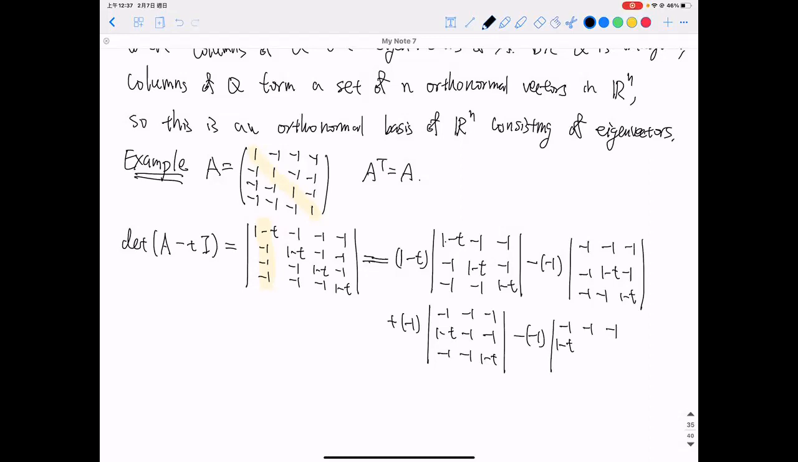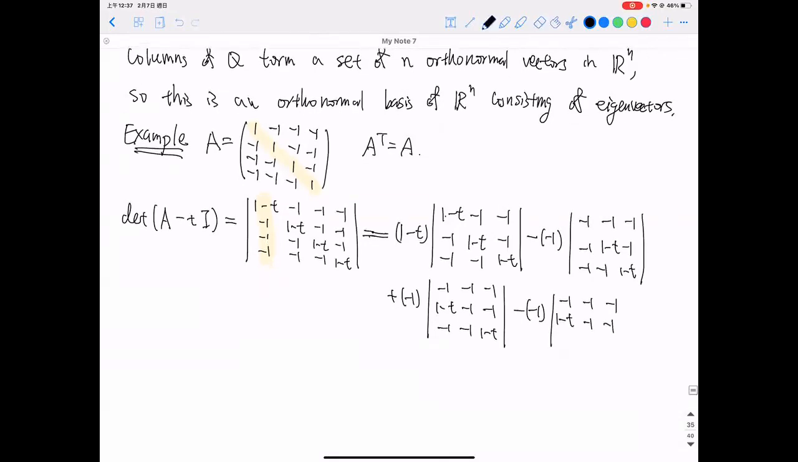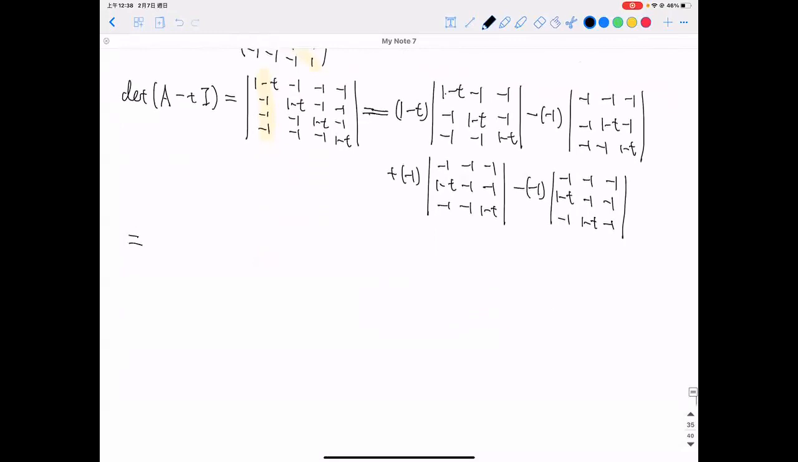God, that's going to take a while. Minus 1, minus 1. Hold on, yeah, right. Minus 1, 1 minus t, minus 1. Okay, yeah, that's going to take a while. So we'll be patient and try to do it. Probably should do things on the side.